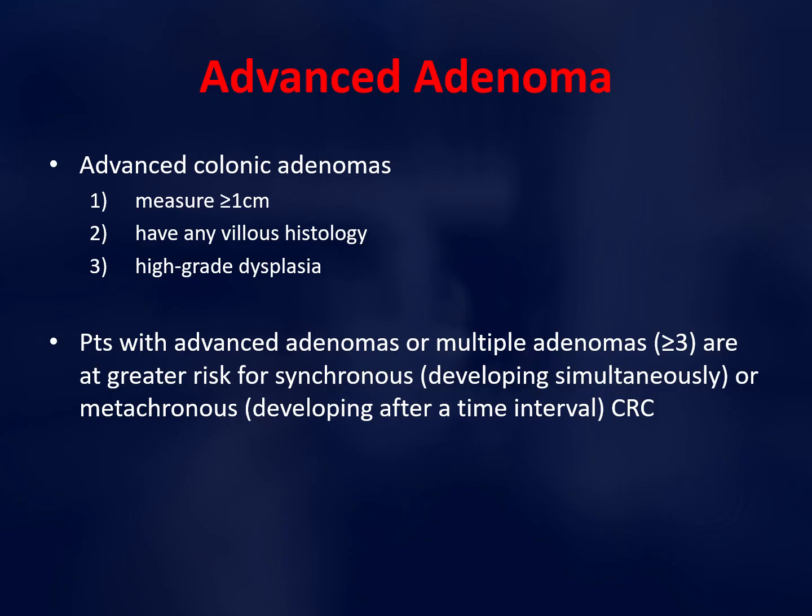What is an advanced adenoma? An advanced colonic adenoma is an adenoma that measures 1 centimeter or more, that has villous histology or a high-grade dysplasia component. When we are doing a colonoscopy for a patient and resect polyps, and we find that they have at least one advanced adenoma, or they have 3 or more adenomas, they are at greater risk for synchronous, which means developing simultaneously, or metachronous, developing after a time interval, colorectal cancer. So these patients with an advanced adenoma or multiple adenomas should have a repeat colonoscopy at a 3 years interval.